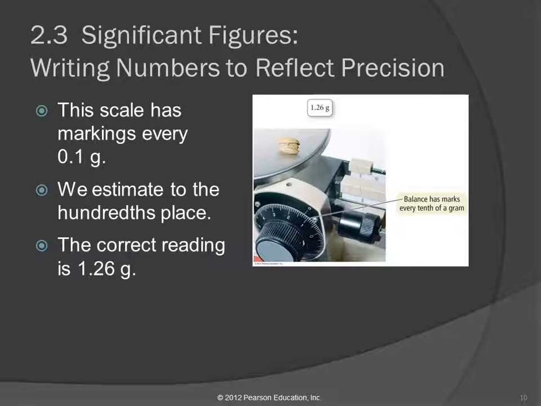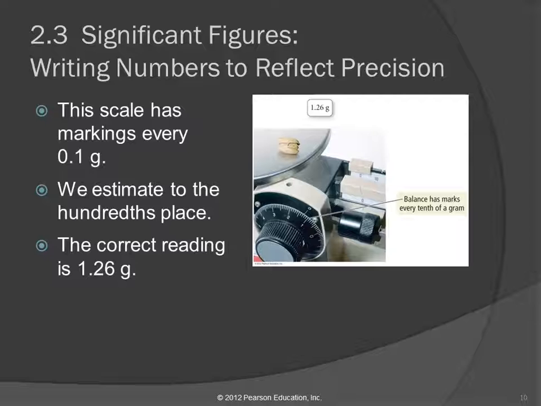Let's look at this one. I wish these were bigger. So this is a different kind of a balance, and it's really small. But if you can see, here's 0 and 1 and 2. So here the markings are at 0.1 gram, right? So we look at this and we see, look on here because it's bigger. Looks like it's 1.2 something.